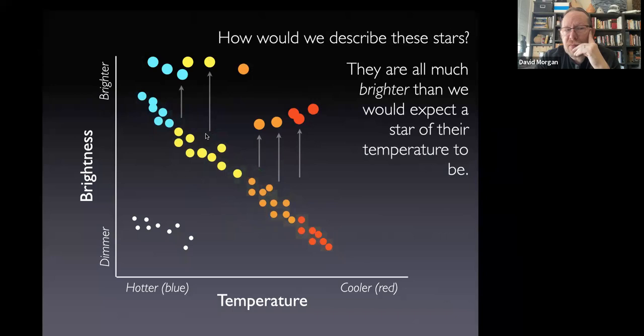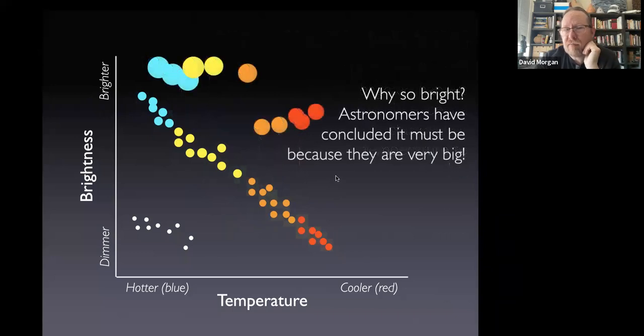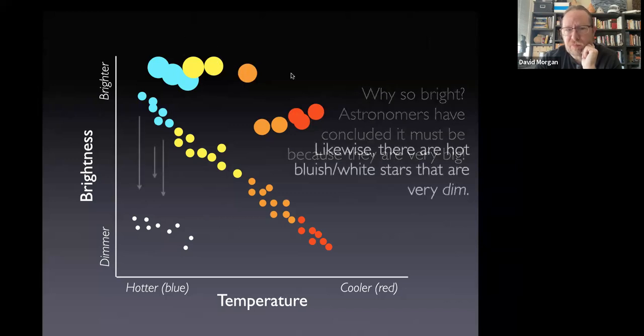These stars are yellow and blue, but they are also way brighter than we would expect them to be given the normal clump of star properties. So we make the deduction that these stars are big. And we call these groups of stars giants or supergiants. This group here are red giants. This group here are the blue supergiants.